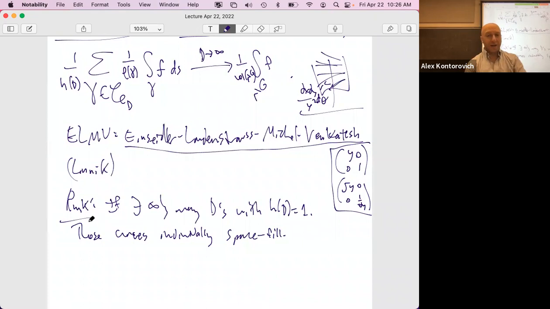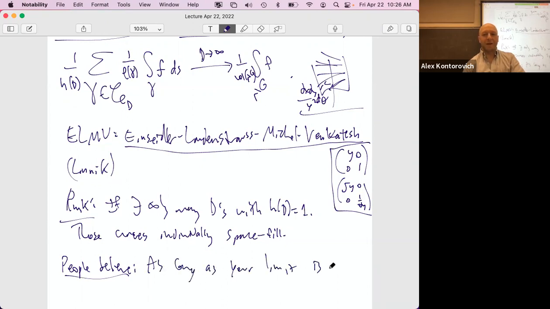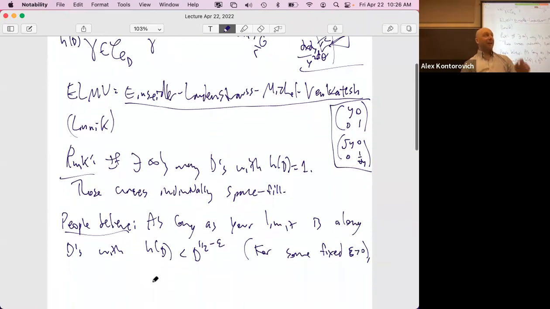But what people conjectured, people believe that as long as you move through discriminants, as long as your limit is along discriminants with the class number less than the maximal one by a power, for some fixed epsilon, then every individual geodesic equidistributes. So this shouldn't be something about class number one. This should be something about non-maximal class number. Remember, the largest class number is root D.